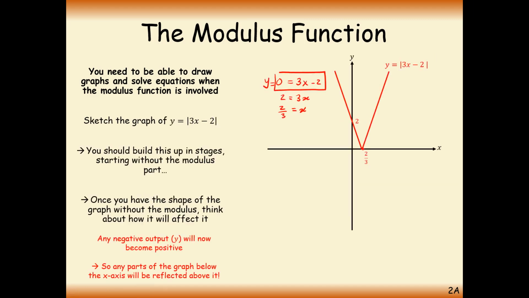If you're wondering what the gradient of this line is, that is y equals negative times 3x minus 2. You multiply out the bracket with the negative, and you'll have negative 3x plus 2. That's the equation of the left side of this graph. Notice it's perfectly symmetrical around x equals 2 over 3.